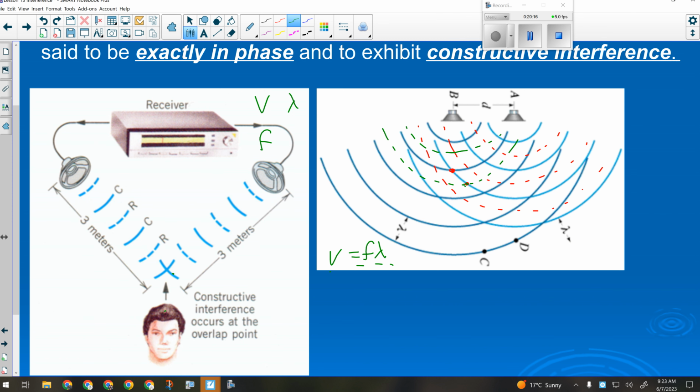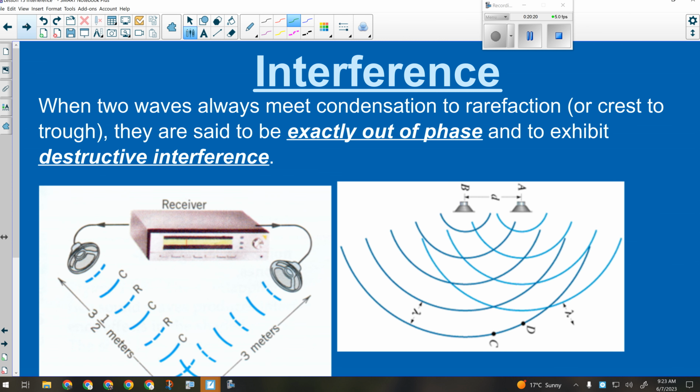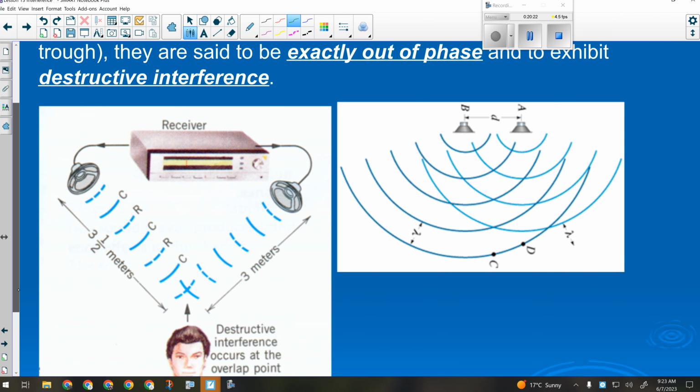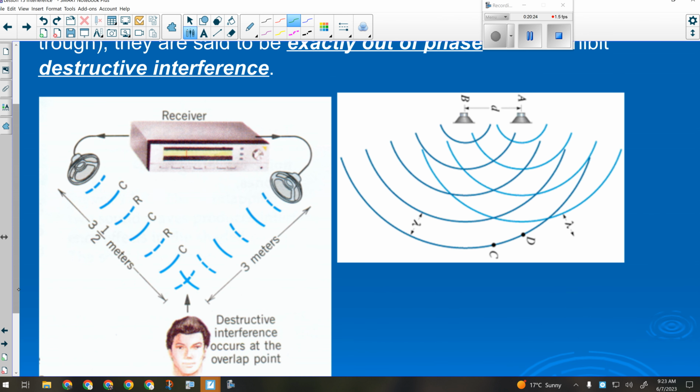Okay, so if they have to go an extra half a meter, this is the situation I would have. Now I back it up half a meter, and now it travels an extra half a wavelength and arrives out of phase, because a trough and a crest are always half a wavelength apart. So what determines whether you hear a loud sound or a quiet sound in any given location is how many wavelengths the sound traveled from one source versus the other.